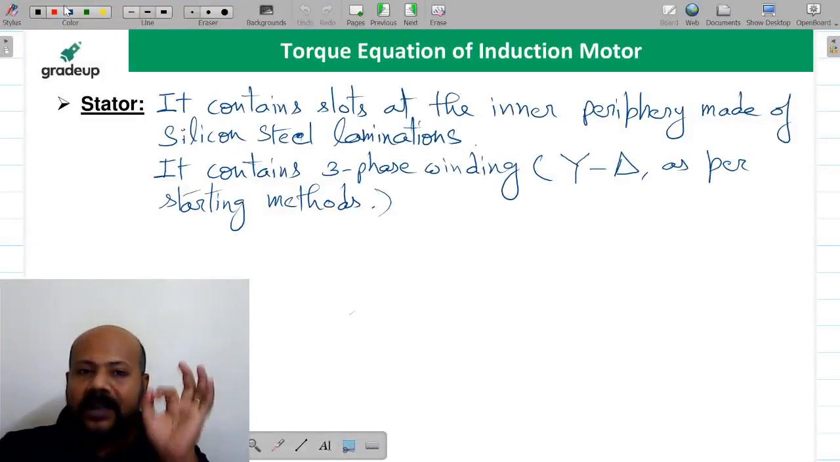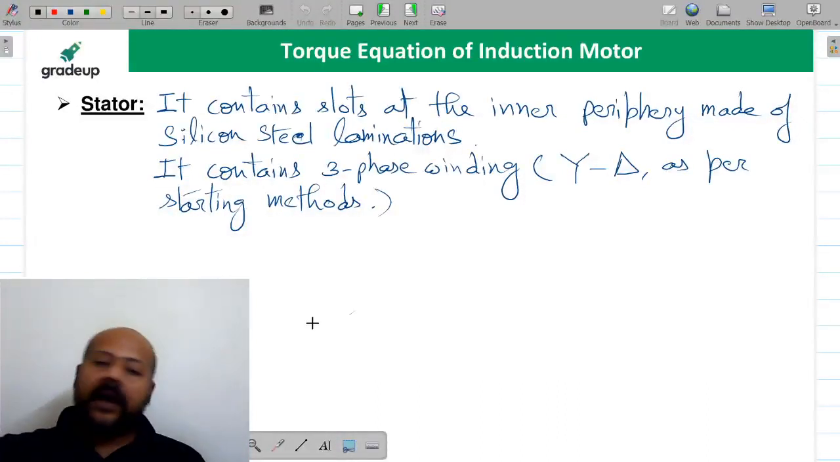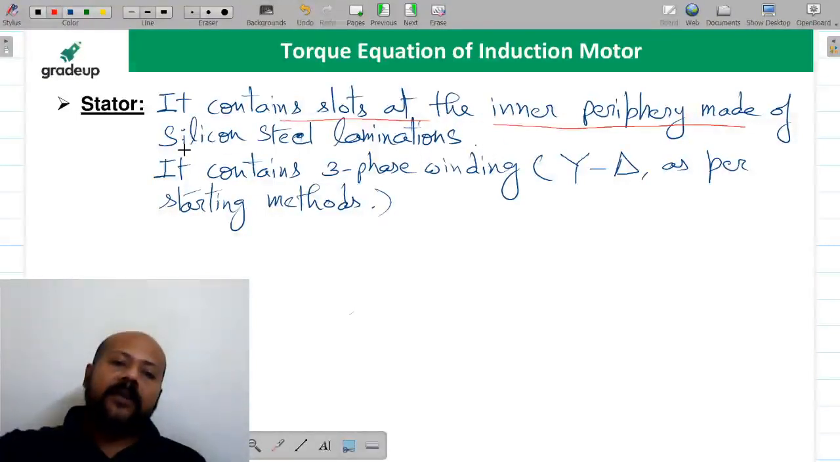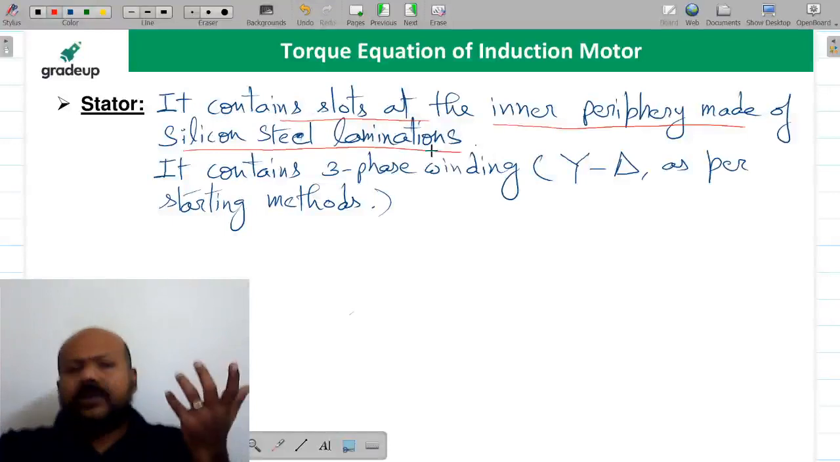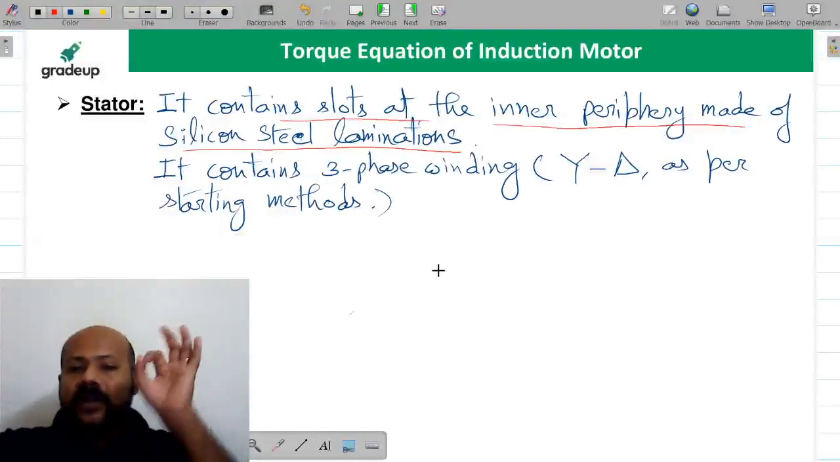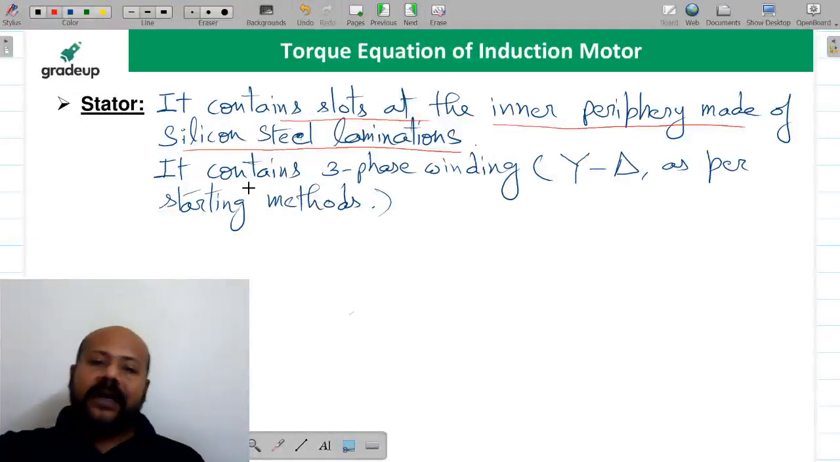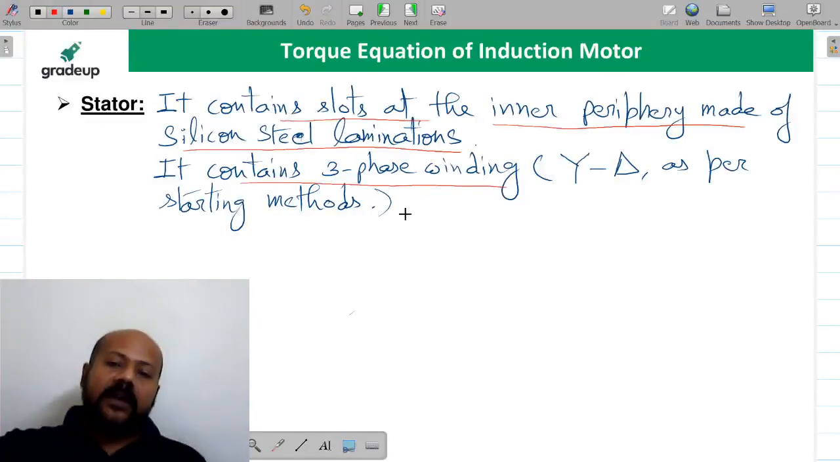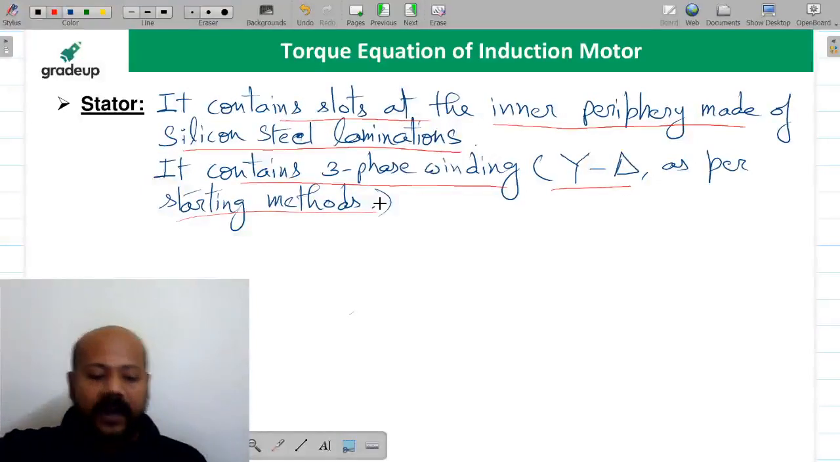Coming back to the point. Stator, we are saying your stator is going to have inner periphery made of slots, made of silicon steel laminations. That is not that much important. Some of you may be knowing, some of you may not be knowing. Now this stator slots are going to contain 3-phase windings that may be connected as star or delta as per the starting methods. I hope it is clear.